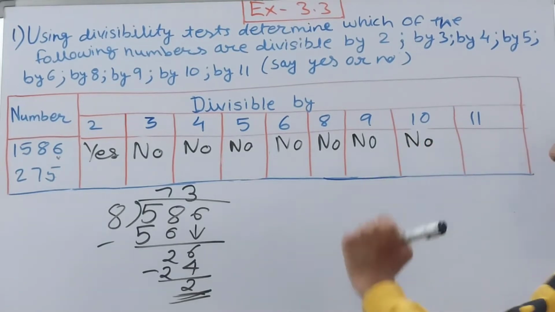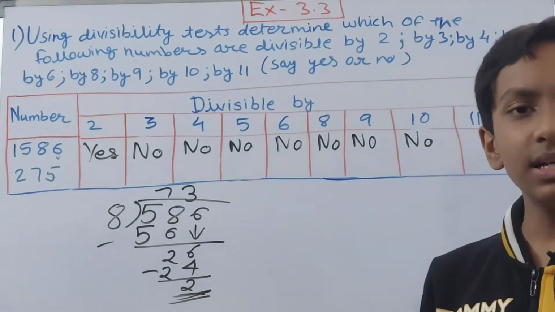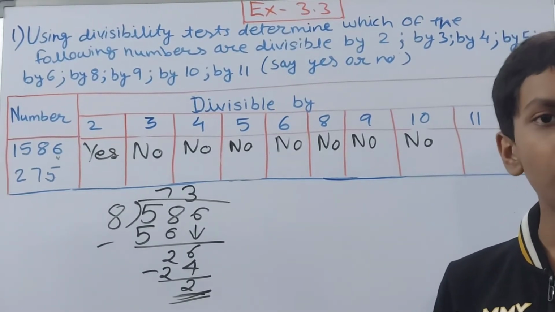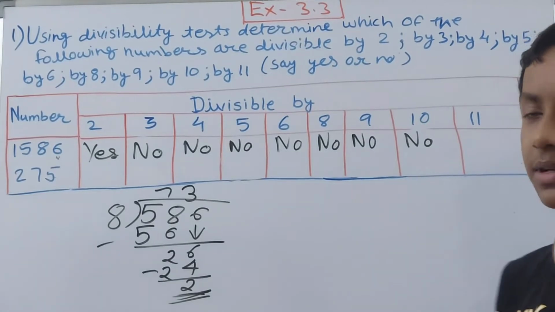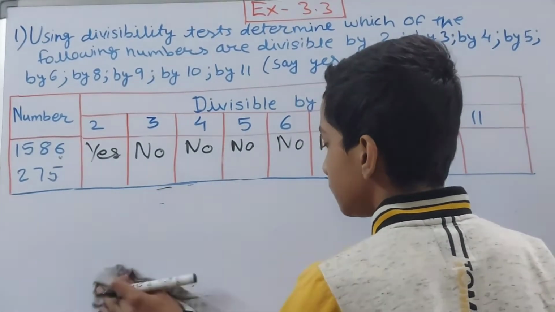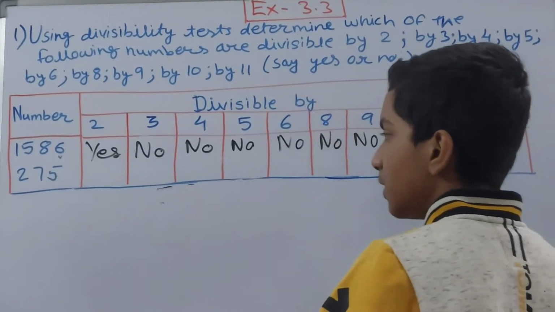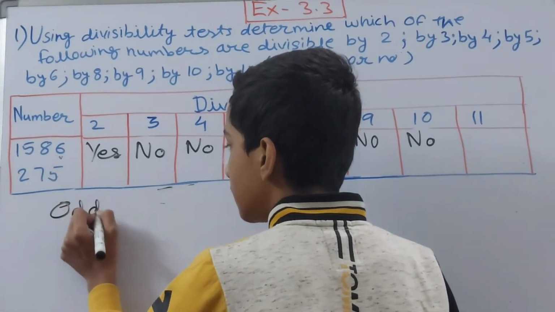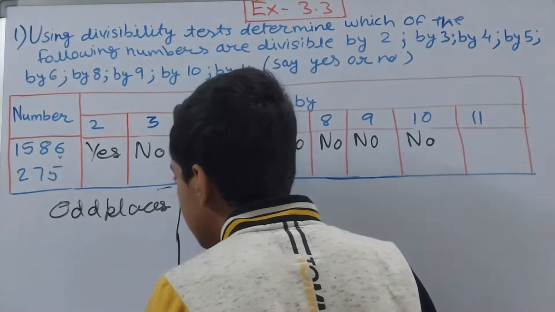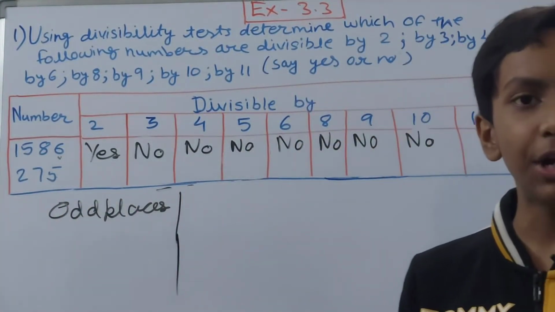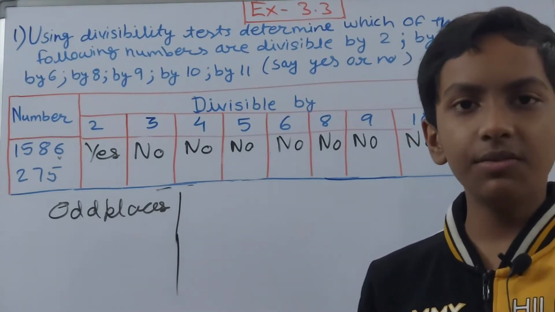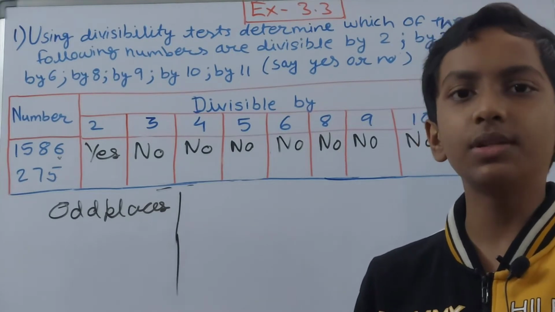For 11, you add the digits at the odd places and at the even places, and then you take the difference between them, and if the difference is 0 or a multiple of 11, it is divisible by 11. Let us see. So first we are going to take the digits at the odd places. I told you the odd places start from ones, and then you skip one place after the ones place, that will be the hundreds place, and then after that the 10,000s place. Like this you will do. And for the even places you will start from the tens place and then you will skip one place.